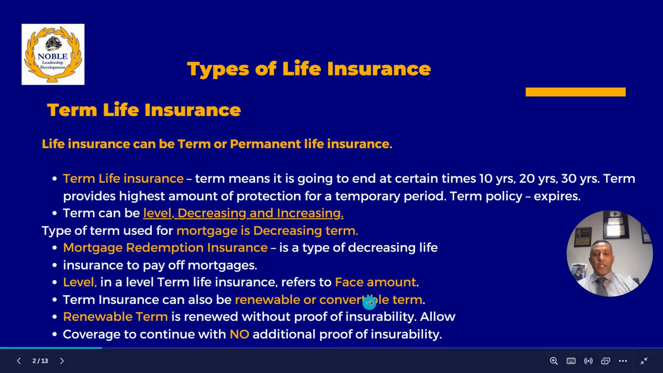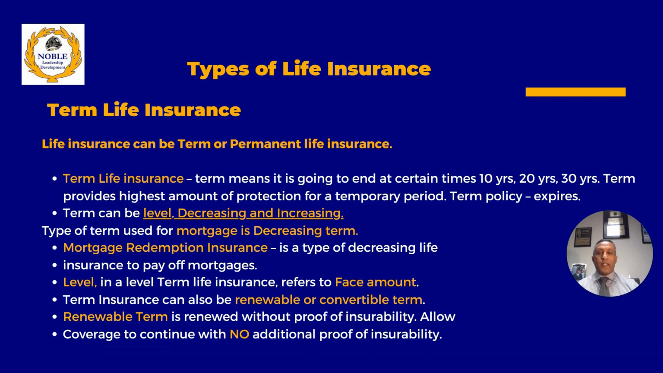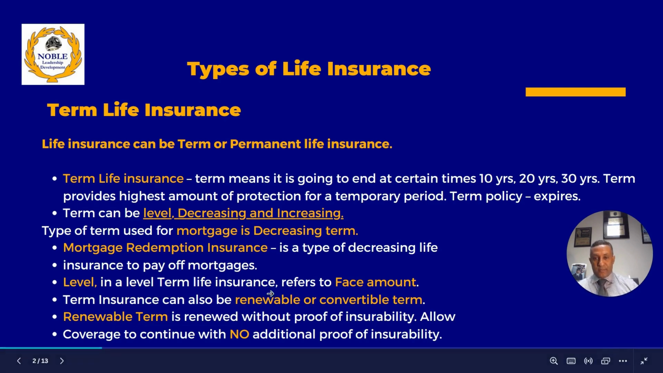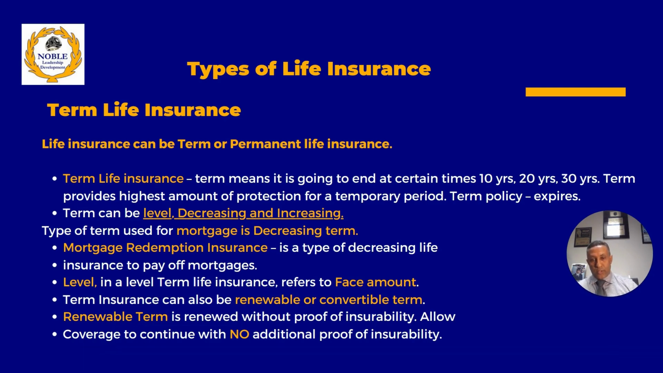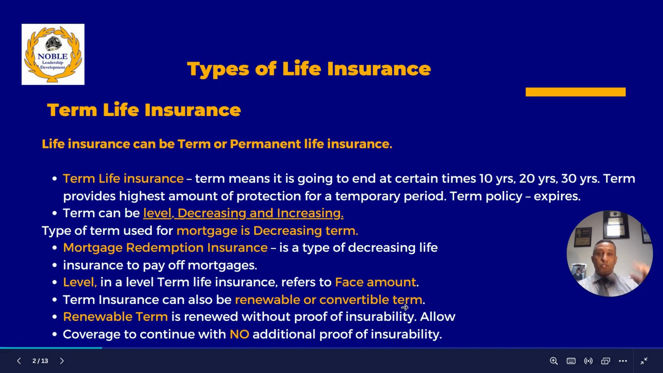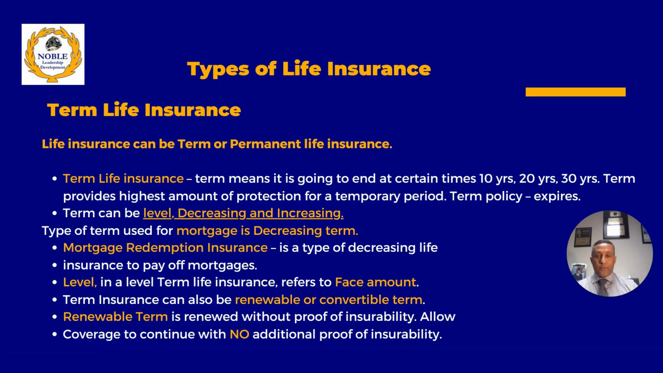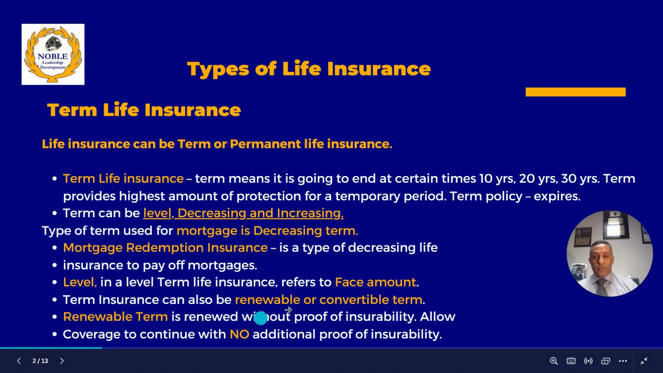So convertible means it ends up into a permanent life insurance. Renewable stays term. It just gets renewed. So renewable term is a term, but it gets renewed without proof of insurability. And convertible term converts to permanent without proof of insurability, right? There is no need for proof of insurability, so no medical, and then you can get approved. But of course you pay a little bit more on the premium for those two.